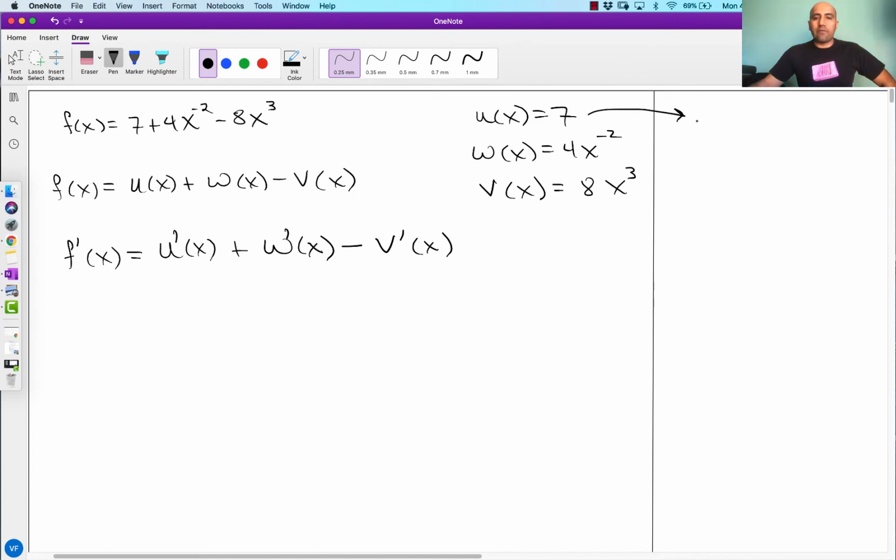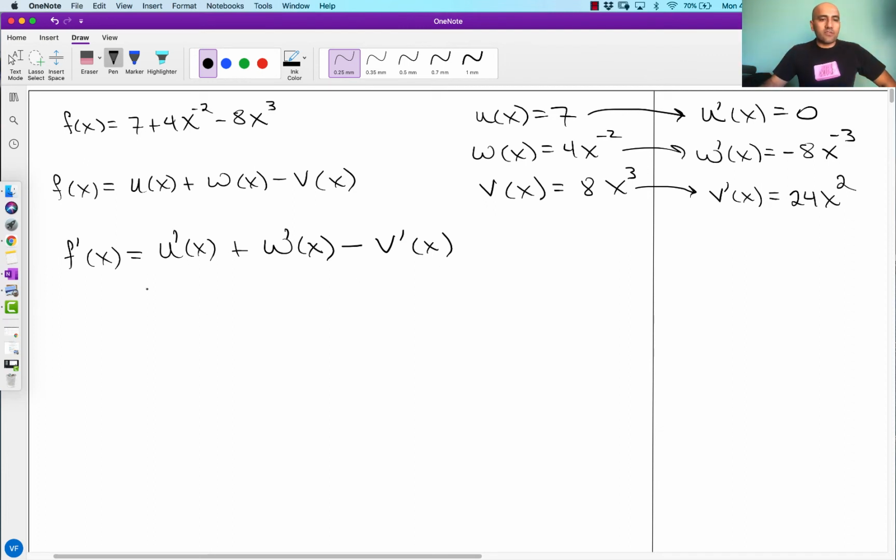Well, we know that the derivative of the u function, well, that's just going to be 0 because that's a constant. We know that the derivative of the w function, well, that's going to be equal to negative 8x to the negative 3 power. Right, multiplying negative 2 times 4 makes it negative 8. To the power of subtracting 1 from the exponent brings you over to negative 3. And finally, v prime of x is equal to 24x to the second power.